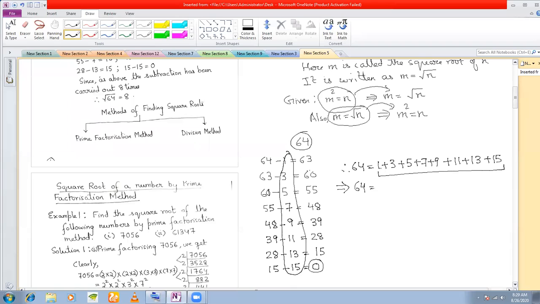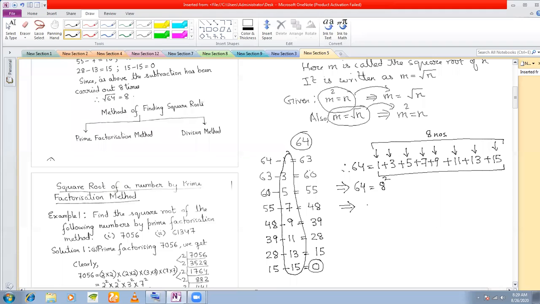What is the sum of all this? How many odd numbers are there? 1, 2, 3, 4, 5, 6, 7, and 8. So there are 8 odd numbers. All these, there are 8 numbers. So 64 can be written as 8 square. Now if 64 is 8 square, that means what can you write?